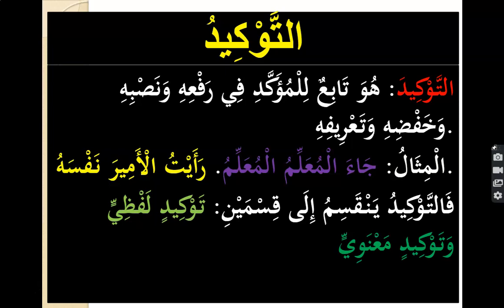To the example: جَاءَ الْمُعَلِّمُ الْمُعَلِّمُ, the teacher has come. Al-Mu'allim, I mean the teacher. So the second Mu'allim is tawkid, that is emphasis. The second Mu'allim has been mentioned so as to emphasize the one that was mentioned before.